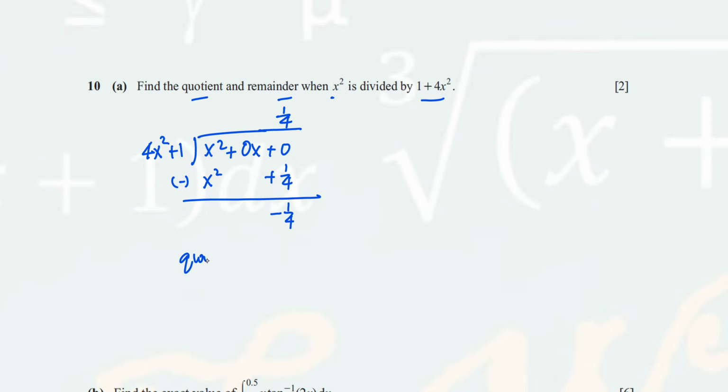So our quotient is 1 over 4. This is our quotient. And here is our remainder.